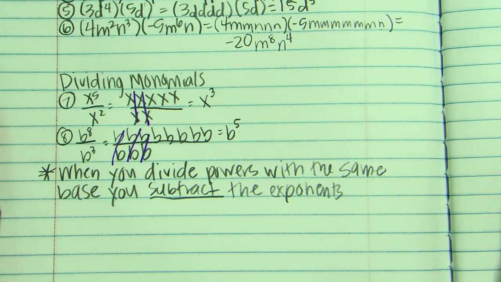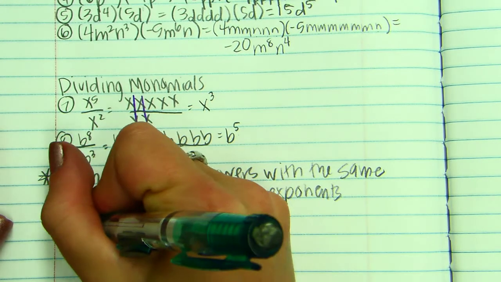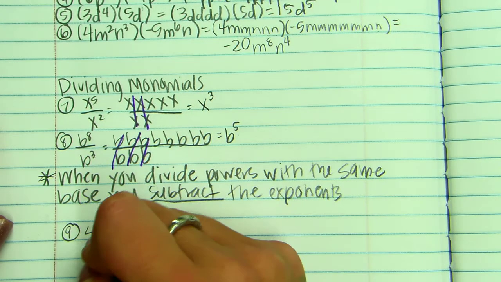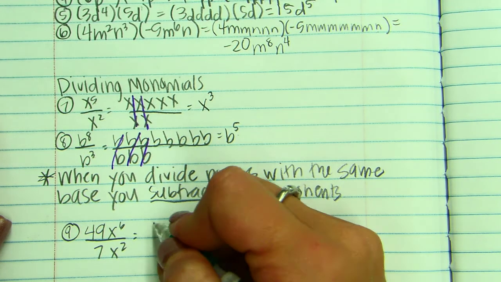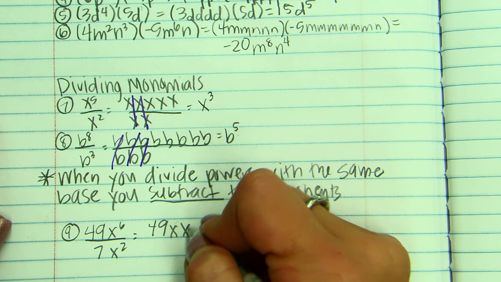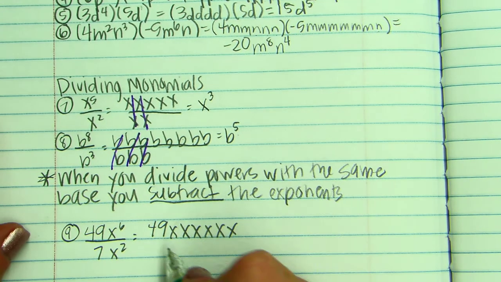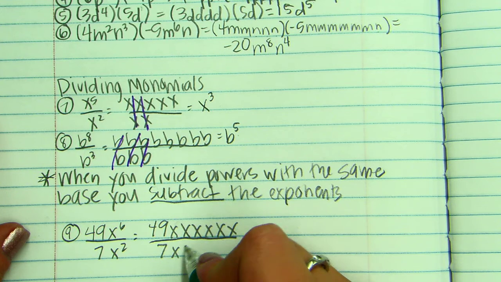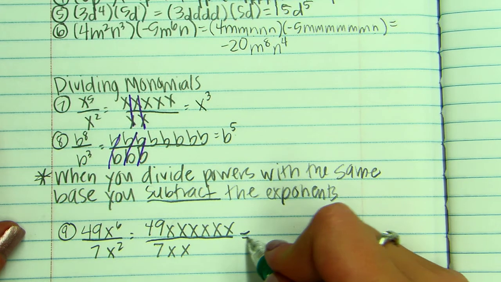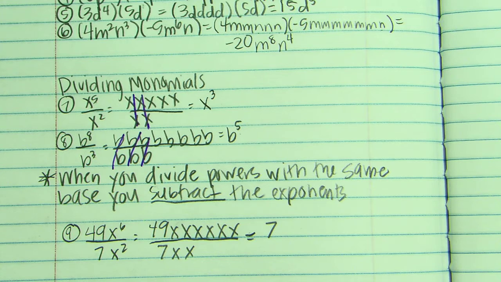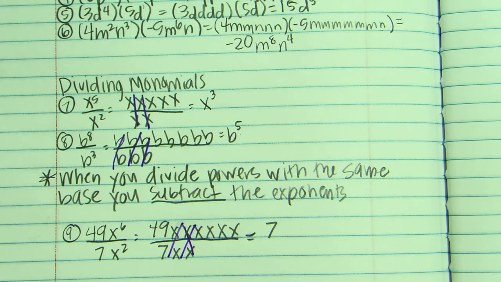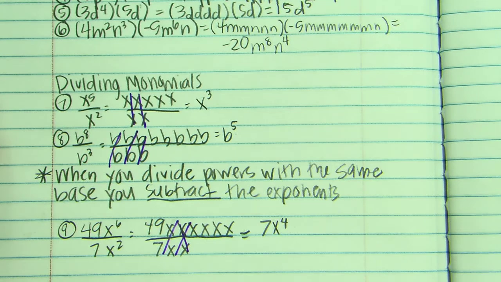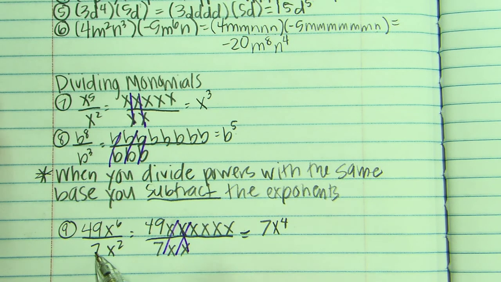We're going to do a couple more examples using this rule. So for example 9, let's do 49 x to the 6th over 7x squared. So I have 49 times 1, 2, 3, 4, 5, 6 factors of x divided by 7 times 2 factors of x. 49 divided by 7 is 7. X divided by x is 1. X divided by x is 1. So I'm left over with 4 factors of x, so x to the 4th. And if we check our work, 49 divided by 7 is 7. 6 minus 2 is 4.